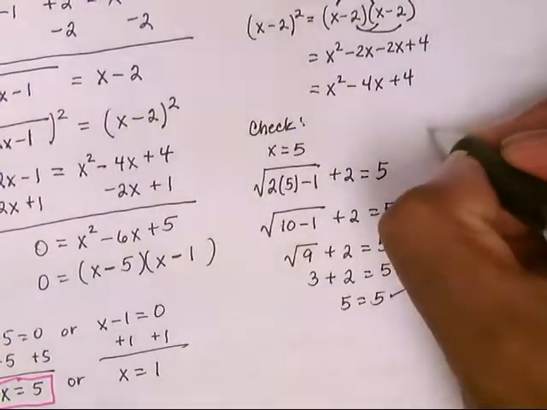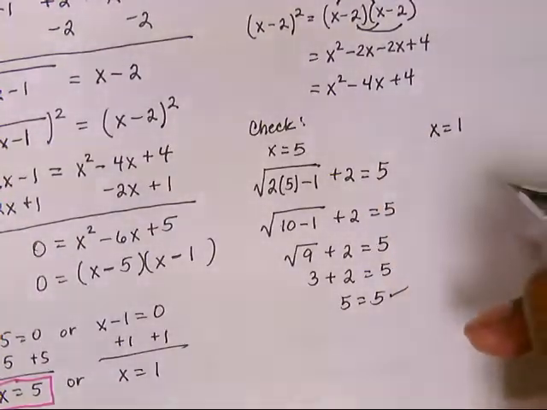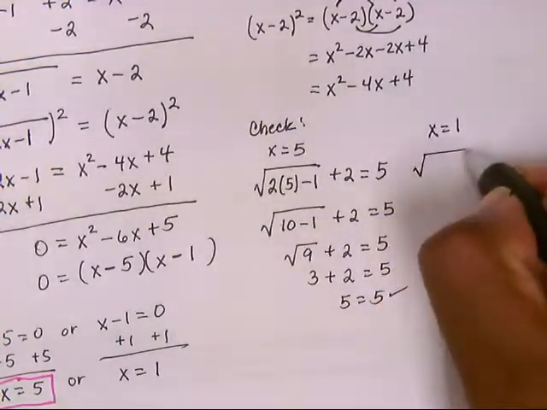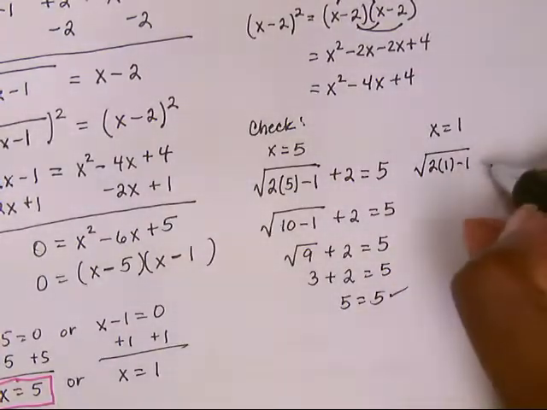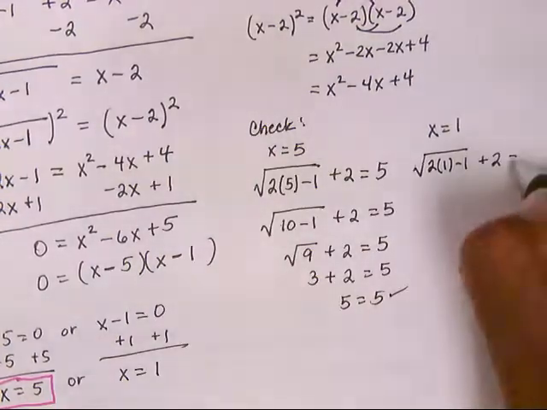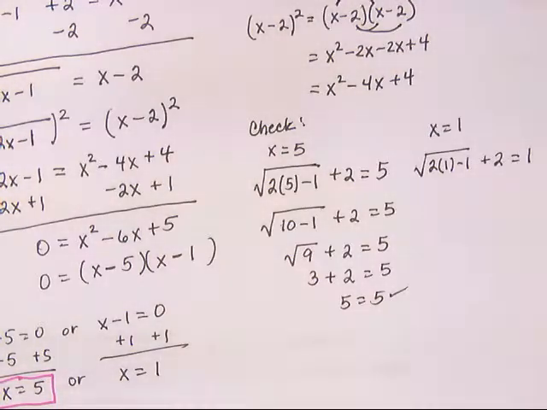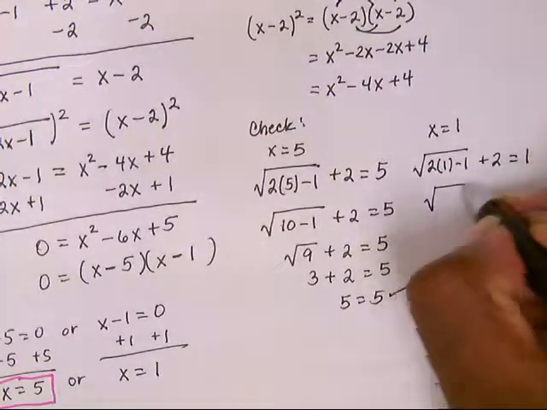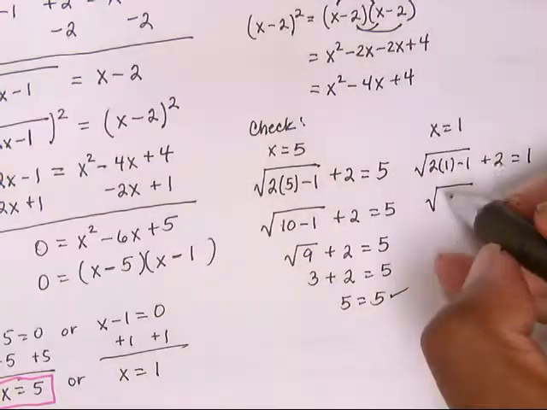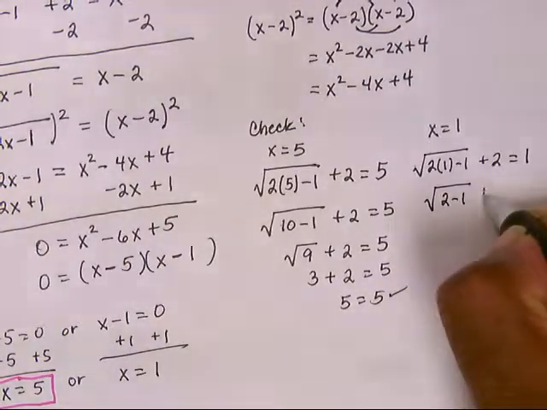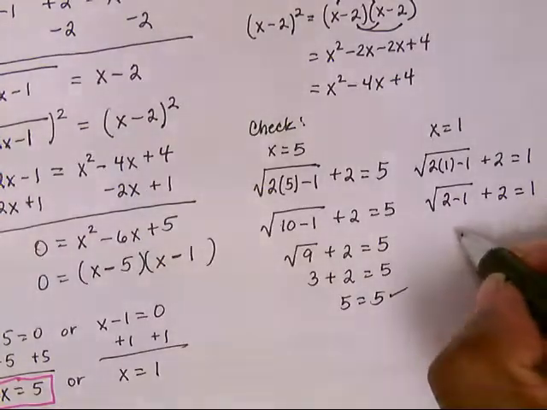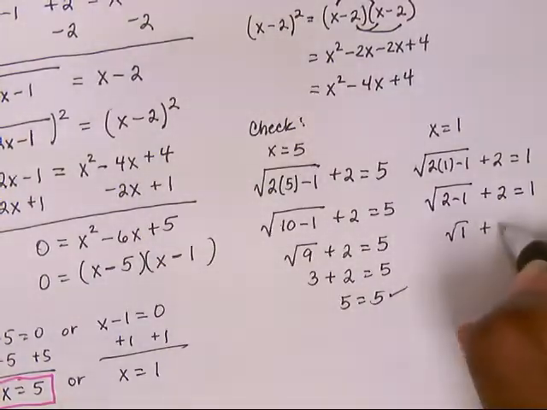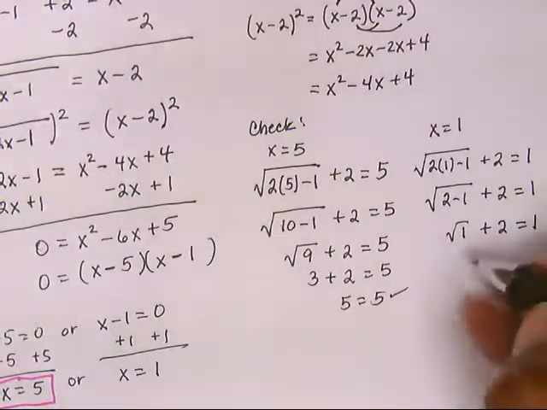I also got to do the check for x equal 1. Using the original equation, I'm going to get the square root of 2 times 1 minus 1, then plus 2. That should be equal to x, which is going to be 1. This left side should equal 1 when I simplify it. Underneath the radical, 2 times 1 will be 2, so it'll be 2 minus 1, and then plus 2 should equal 1. 2 minus 1 is 1, so the square root of 1 plus 2 should equal 1.